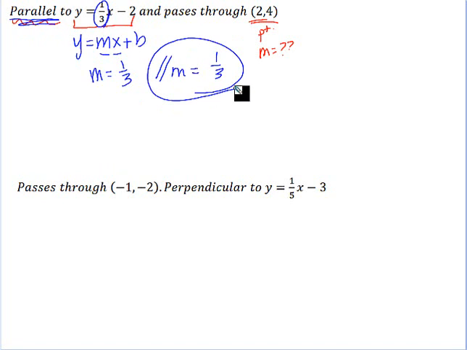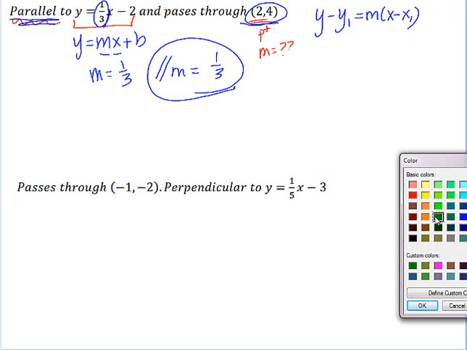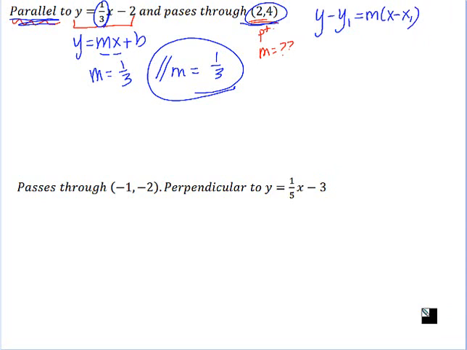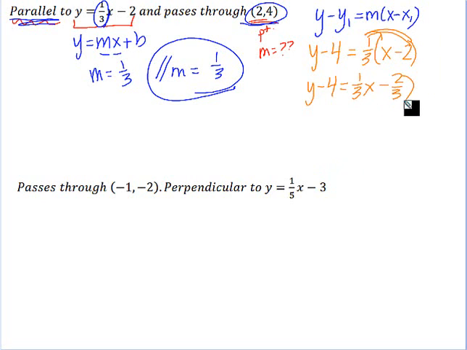So we're going to use a slope of 1/3 and the point (2, 4) to plug this into our point slope form. And then we will solve for y to get it into slope intercept. So y minus y1 here is 4 equals m, slope of 1/3, times x minus x1 is 2. Solve for y. So we will distribute the 1/3. y minus 4 is equal to 1/3 x. 1/3 times minus 2 is a minus 2/3. Now we'll add 4 to get our y alone.